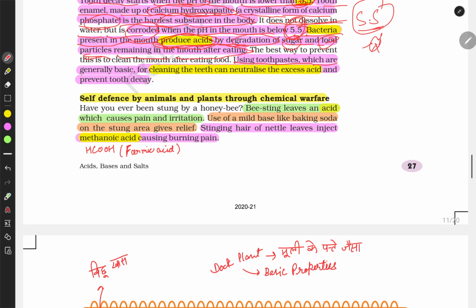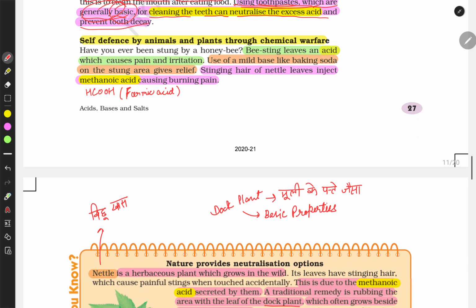Toothpaste is generally basic, so our toothpaste must be basic. Why? The acidic environment of our mouth can be neutralized by a basic toothpaste, and while cleaning the teeth it can neutralize the excess acid and prevent tooth decay.